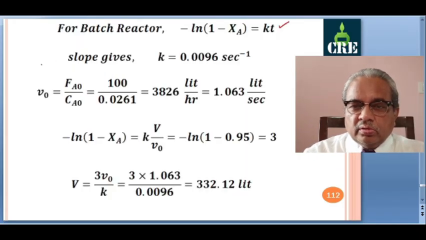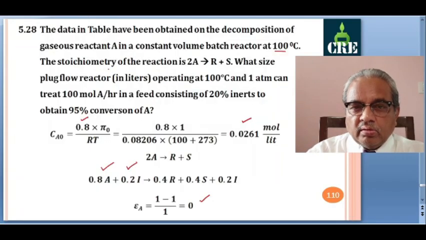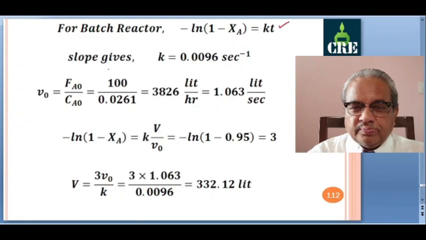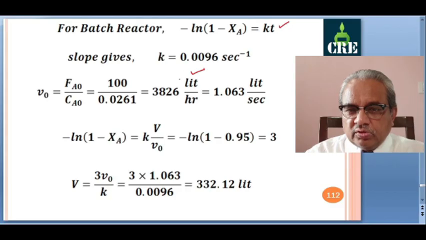So k is determined now. What is V0? Volumetric rate, Fa0 by Ca0. Fa0 is given. It is 100 moles of A per hour. Ca0 is determined, 0.0261 moles per liter. So this value is in liters per hour. K is in second inverse, rate constant. So naturally we will convert this into per second. So this divided by 3600, 1.063 liter per second.